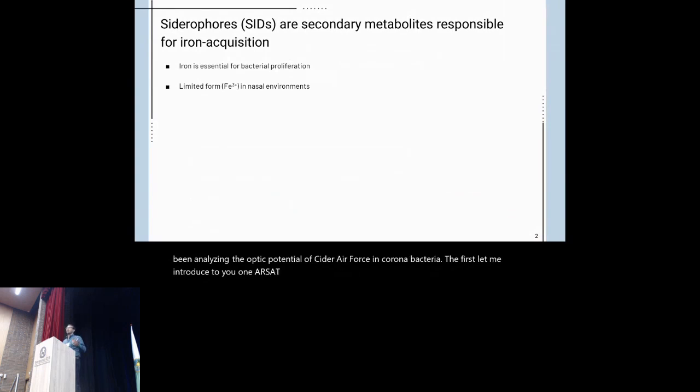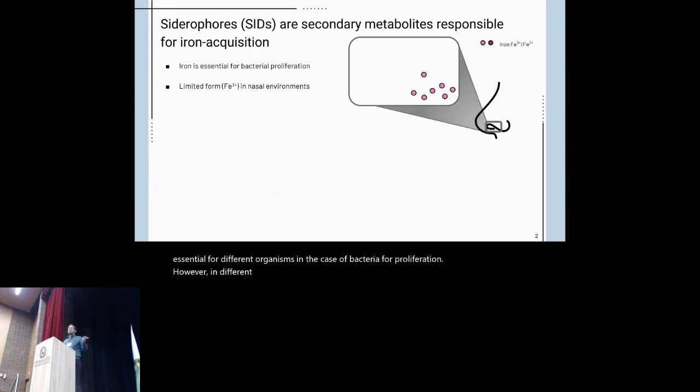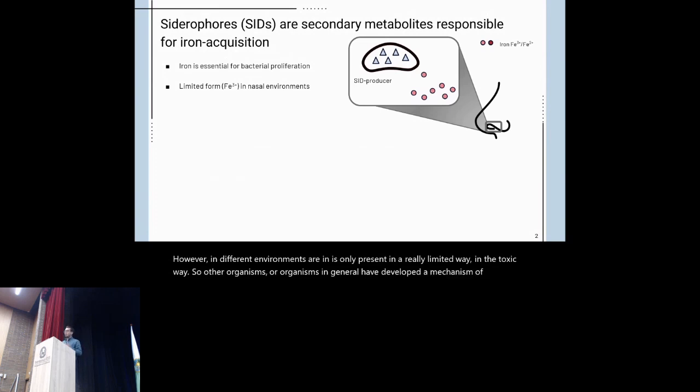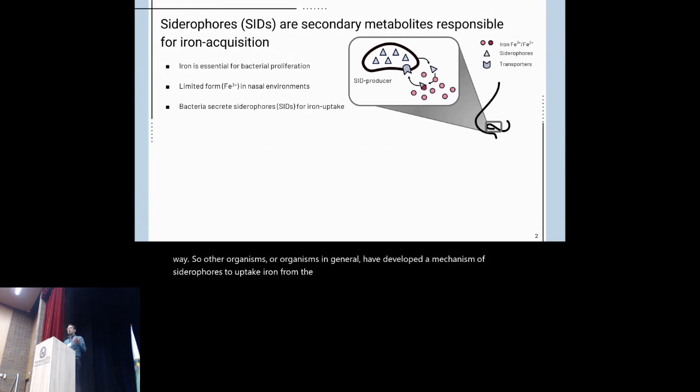Many of you might already know that iron is essential for different organisms, in the case of bacteria, for proliferation. However, in different environments, iron is only present in a really limited way, or in a toxic way. So organisms in general have developed a mechanism of siderophores to take up iron from the environment. These are secondary metabolites that are exported from the cell to bind iron and then be re-uptaken by the organism itself to profit from the iron in the environment.